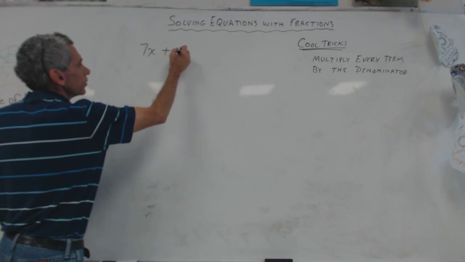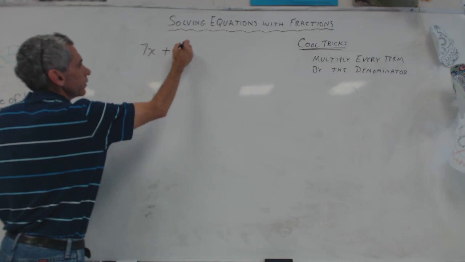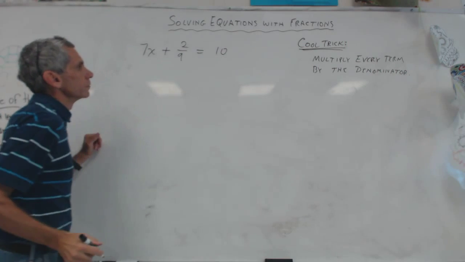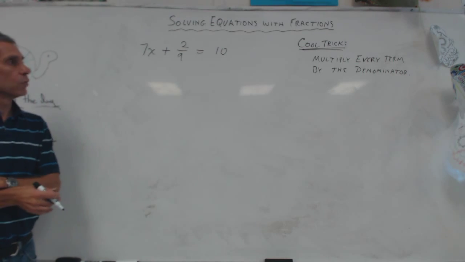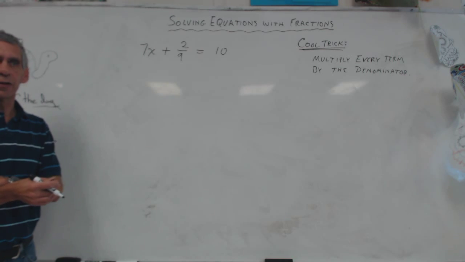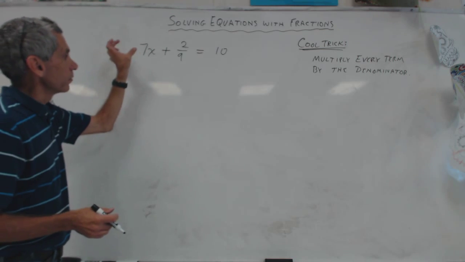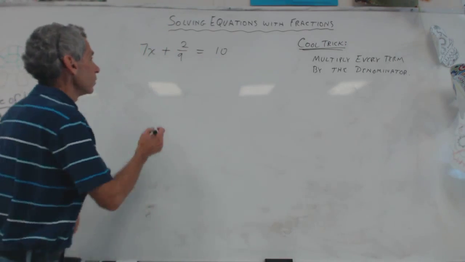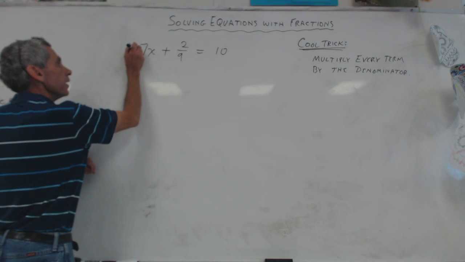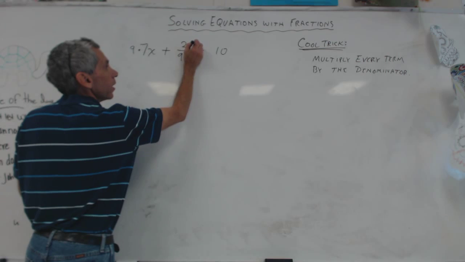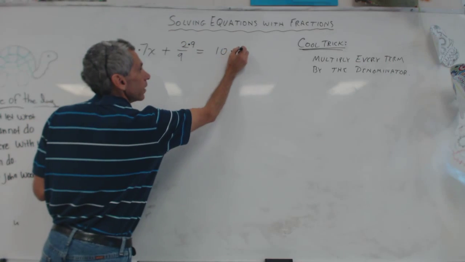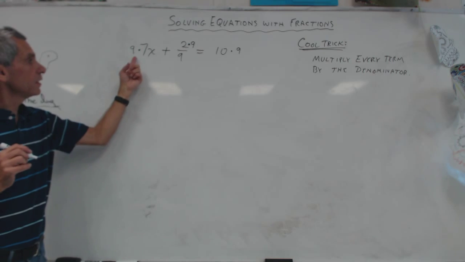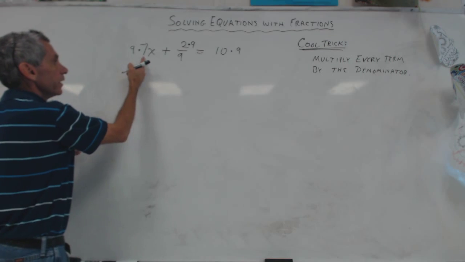How about I gave you 7x plus 2/9 equals 10. There's only one fraction in this one. What's the denominator? 9. So I've got to multiply 9 times this term, 9 times this term, and 9 times this term. I'll do it this way: this times 9 upstairs, and then this times 9. I want to see the times 9 on all of your papers. I want to see this step all the time.